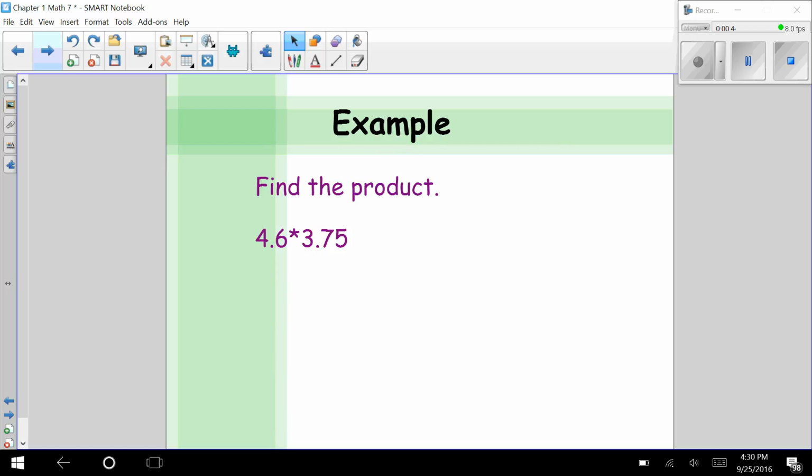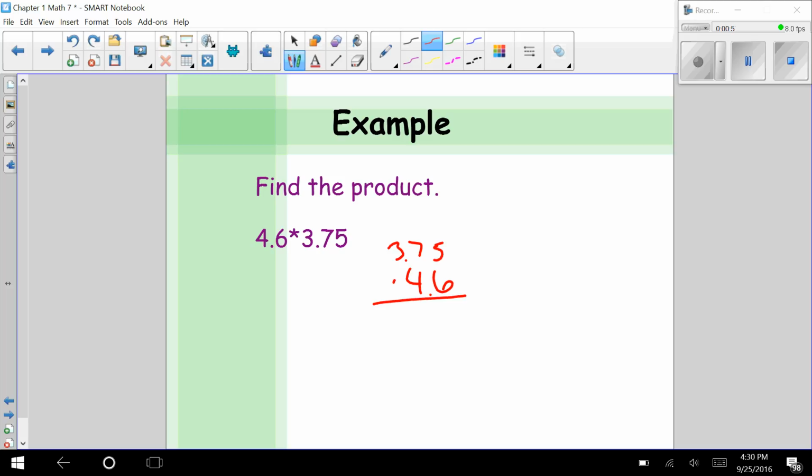So our first example is 4.6 times 3.75. When we're multiplying, we always want to put the shorter number on the bottom. We line up the last digits, then we multiply. So we do the whole 3.75 times 6. So 5 times 6 is 30, carry the 3. 7 times 6 is 42, plus 3 makes 45, carry the 4. 3 times 6 is 18, plus 4 is 22.